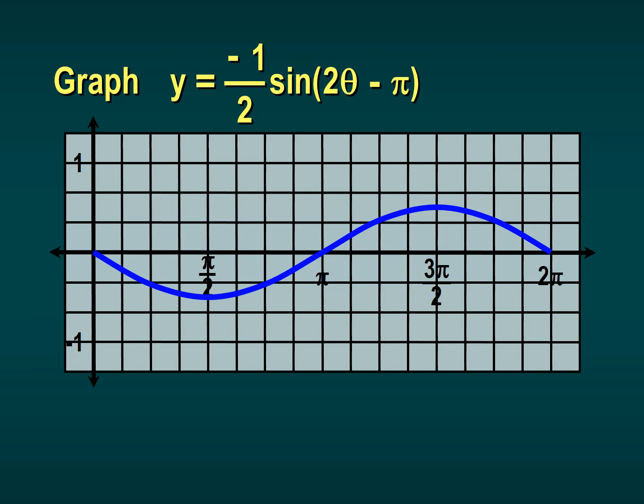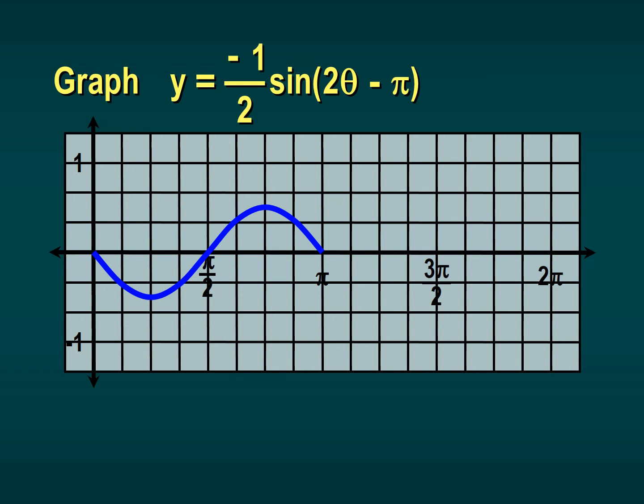So now let's do our other translations. We have a 2, which means that we have to do 2 pi divided by 2, which is pi, which means our period is pi. So we have to shrink horizontally to pi, which is what we did here.